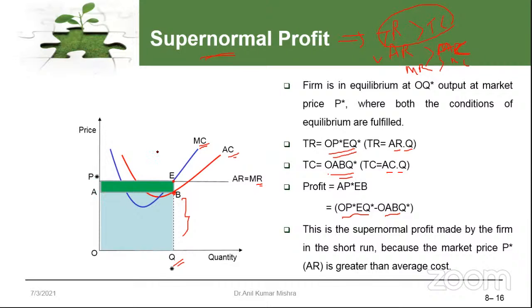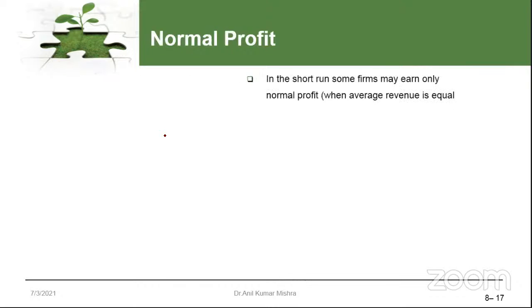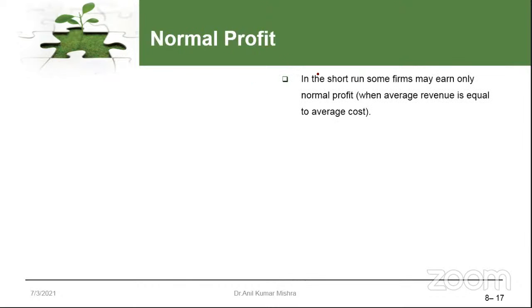Okay. Now we have to move to the next concept, that is called normal profit. As you know, normal profit means the total revenue is exactly equal to the total cost. Total revenue equals the total cost. Or we can say that average revenue equals the average cost. Average revenue equals the average cost, right? So these are the terms to be remembered to know the concept of normal profit.